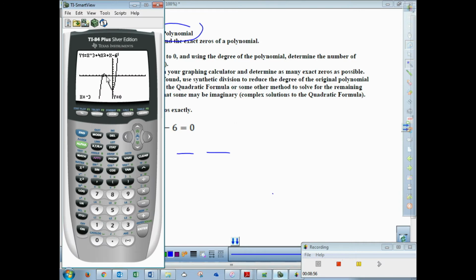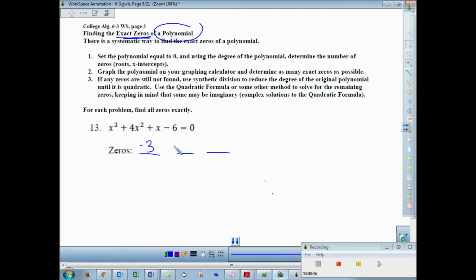Let's try another one. That one looks like it could be possibly -2, right? So trace -2. We did get y equals 0, hot dogs.